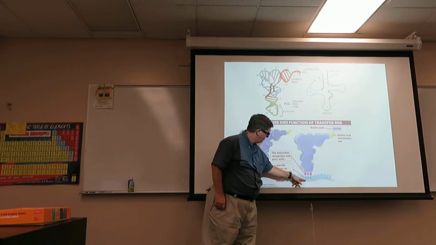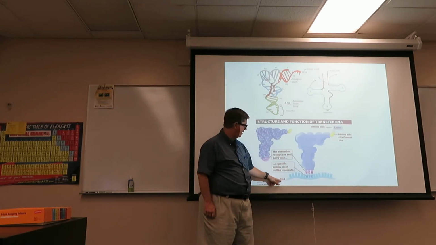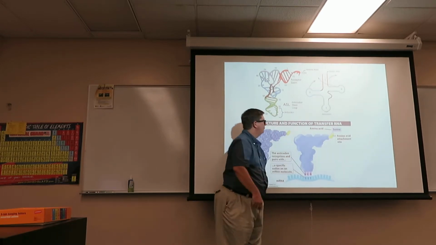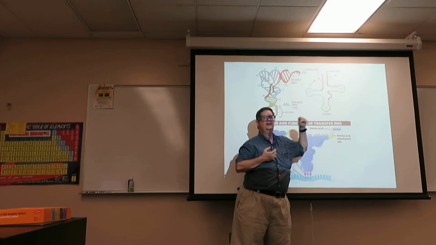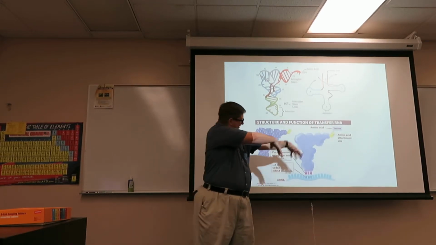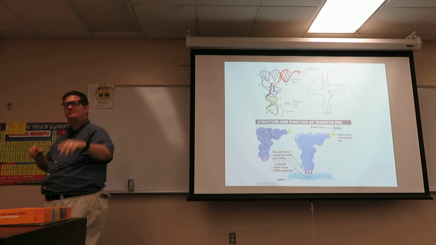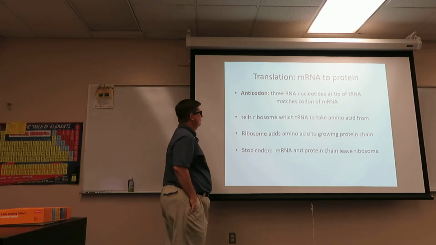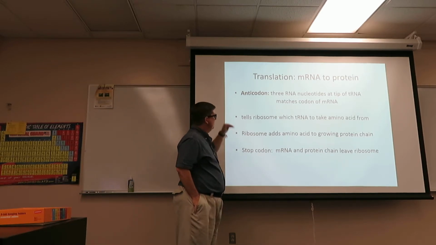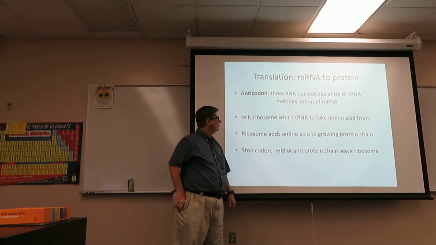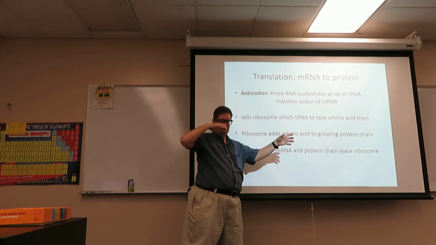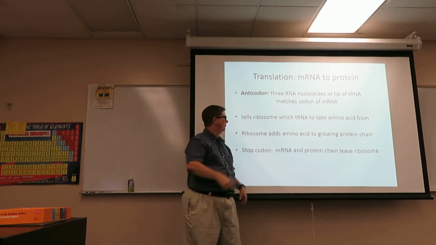So how does this work? Easy. Here we have a codon of RNA, messenger RNA, and here we have an anticodon of transfer RNA. If these two match, the ribosome says, well, yes, that's the amino acid I need. If they don't, it says, go away. Good? So the anticodon is three nucleotides at the tip of the transfer RNA. It has to match the codon. If it does, that tells the ribosome who you take the amino acid from. The ribosome adds the amino acid to the growing chain. Actually, it takes the whole chain, breaks it off, and moves it to the new amino acid.